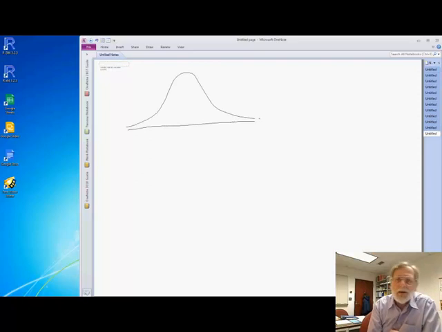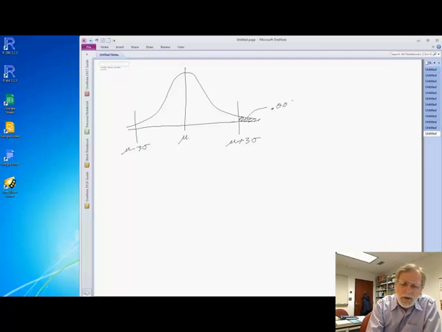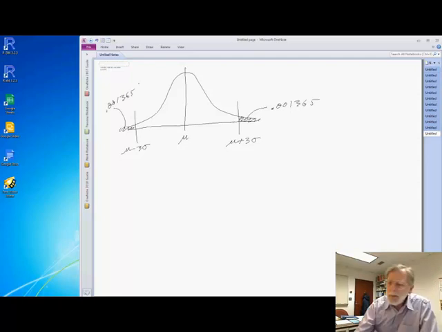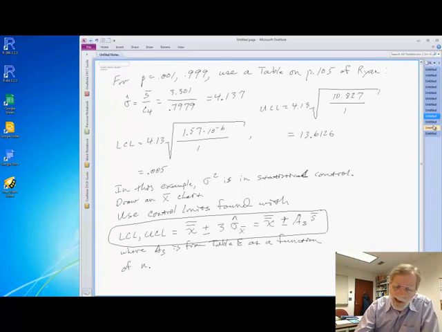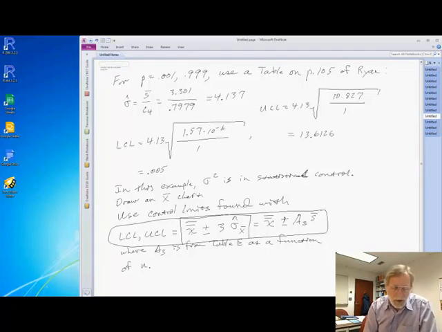Here's everybody's beloved normal distribution. Here's mu. Here's mu plus 3 sigma. And here's mu minus 3 sigma. And this area right here is 0.001365. And so is this area over here. Now back a few, I wrote this formula right here. This is our best guess for the mu plus or minus 3 times sigma hat x bar.